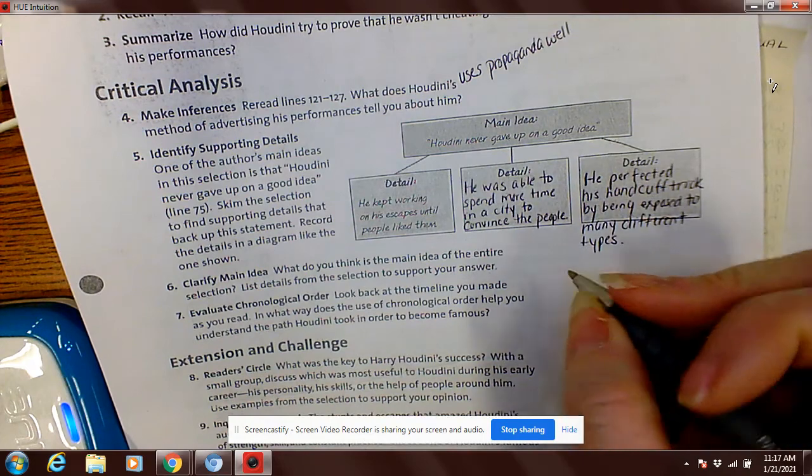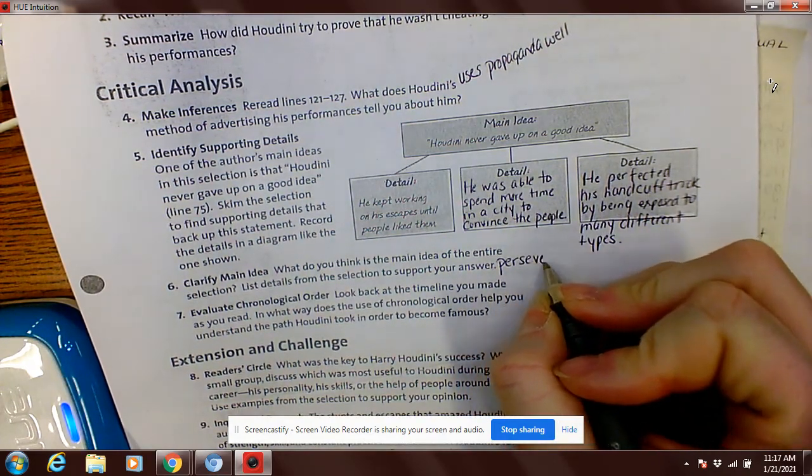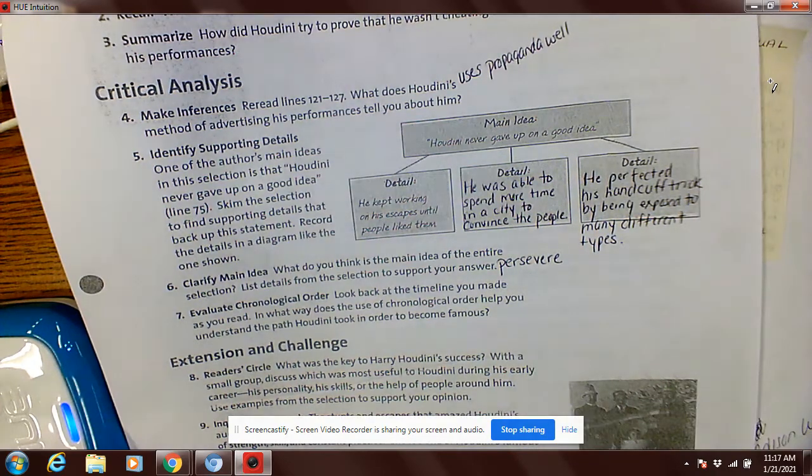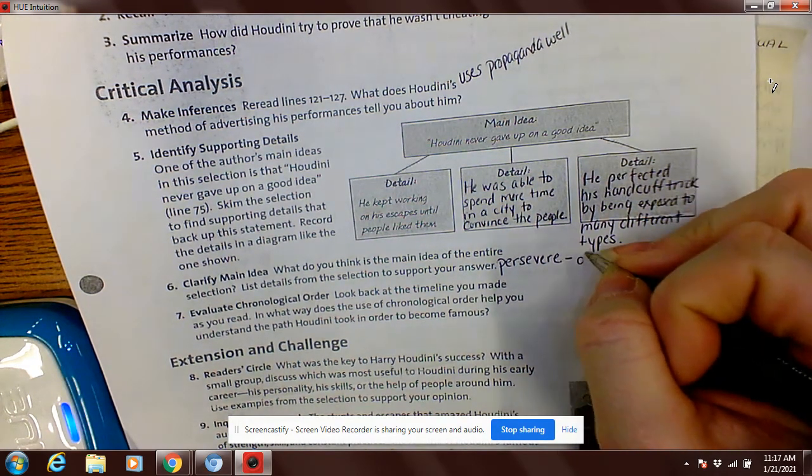Okay. What about the word persevere? I teach this to 8th grade using Louis Zamperini. It's over there on my bookshelf. Persevere means don't quit. Do you think maybe that could be the main idea? Probably.